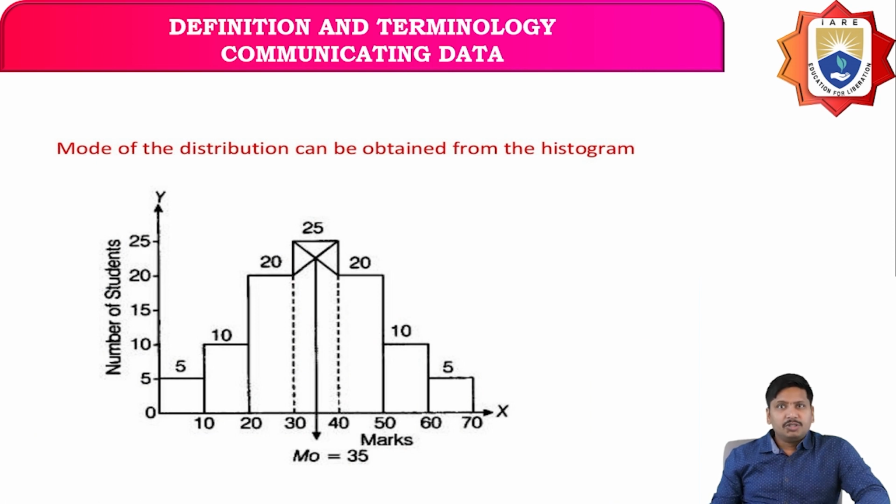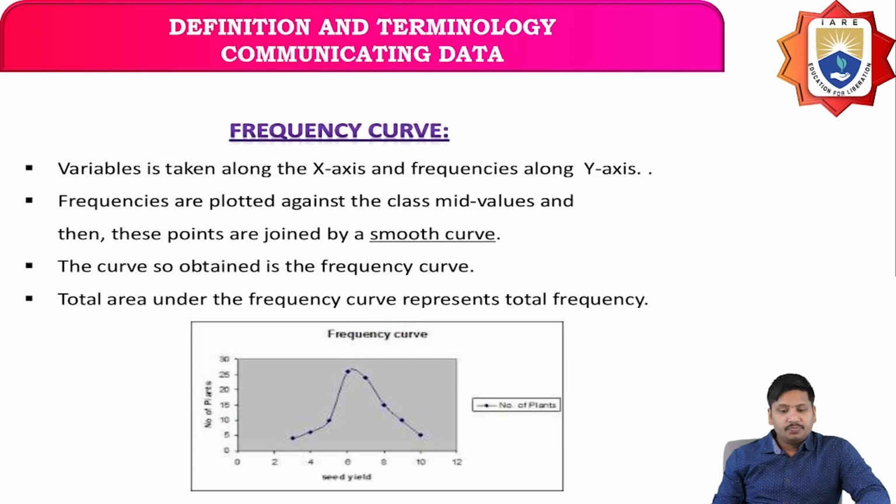The mode of the distribution can be obtained from the histogram itself. The mode value is in the middle of the tallest bar of the histogram, and that is considered the mode value.